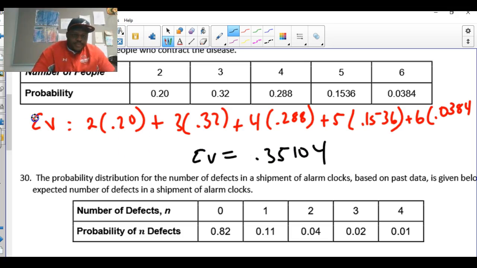Number 30 says the probability distribution for the number of defects in the shipment of alarm clocks based on past data is given below.